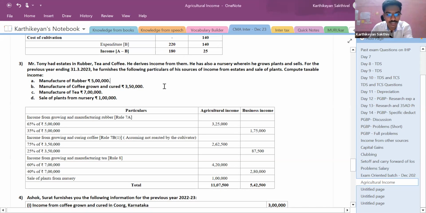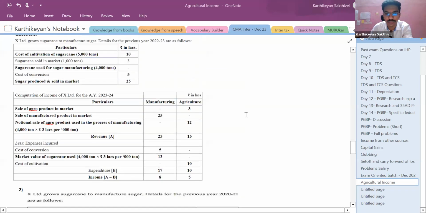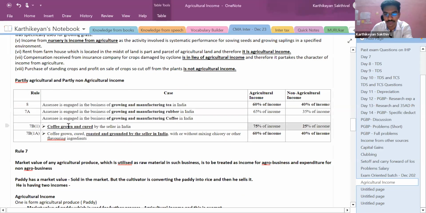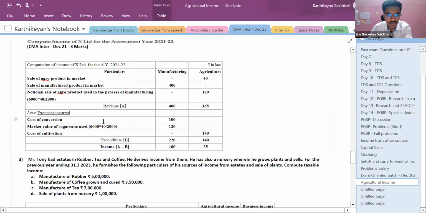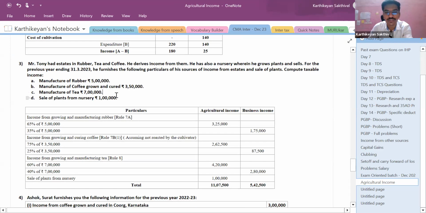First one is manufacturing of rubber. He has earned 5 lakhs. Coffee grown and cured alone, it is not roasted and sold. So 75/25, I should go for this. Right. So next, manufacturing of tea, 60/40. Manufacturing of rubber 65/35. Next, sale of plants from nursery. We have already seen that it is an agricultural income. It is totally agricultural income.